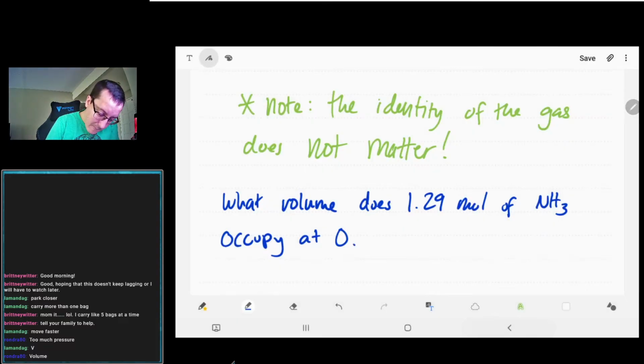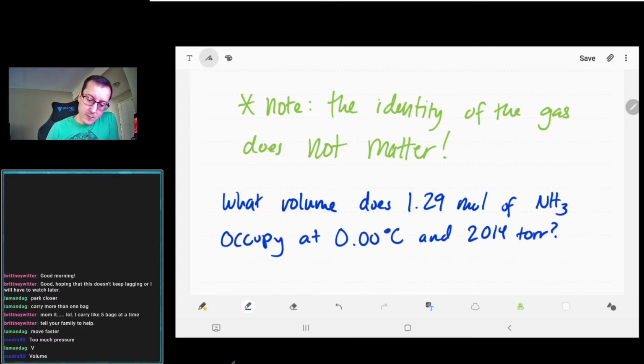Let me put some sig figs there. We're going to have some unit troubles here. So problem 2. We're asking, what volume does 1.29 moles of ammonia occupy at 0 Celsius and 2014 torr?